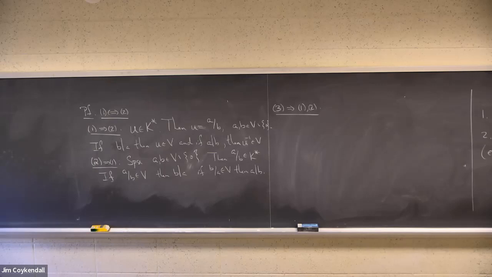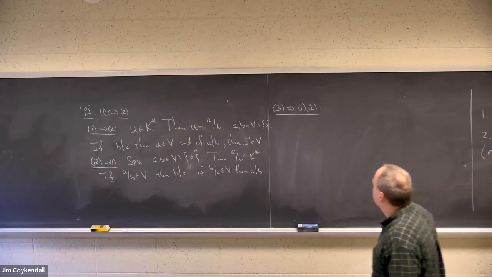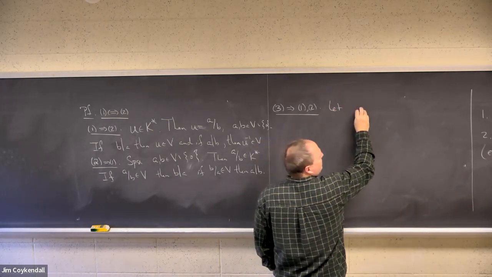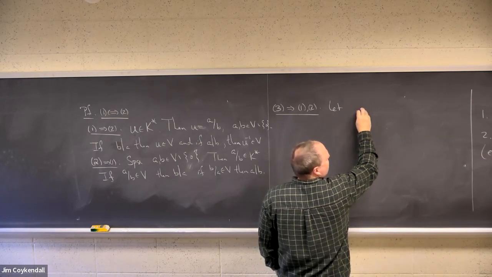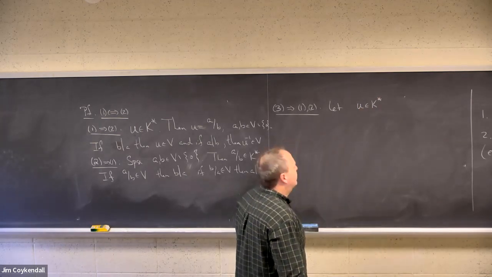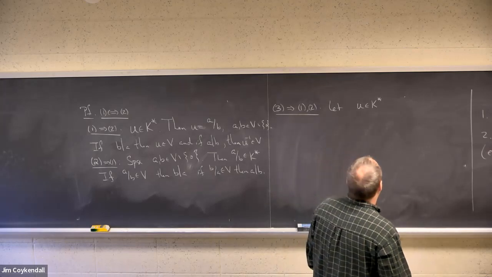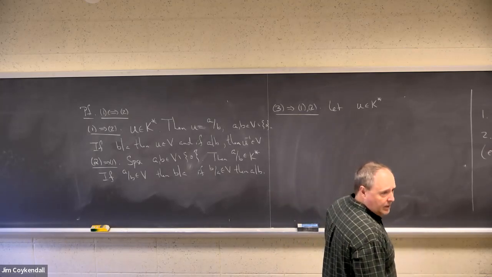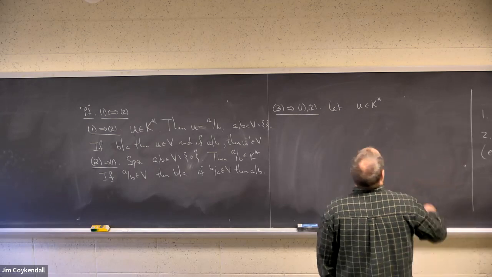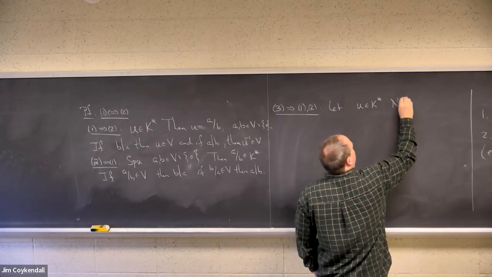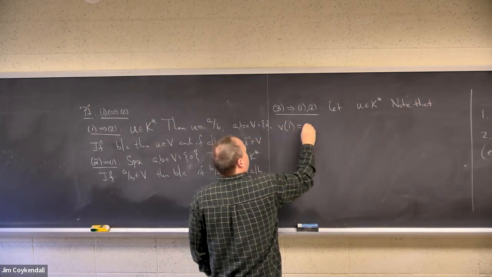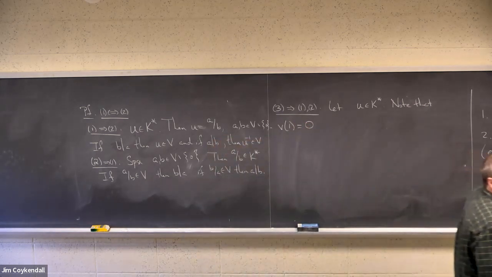We want to show that A divides B or B divides A. But for U in K star, we want to show that U or U inverse is in V. So, notice the valuation of 1 is 0.